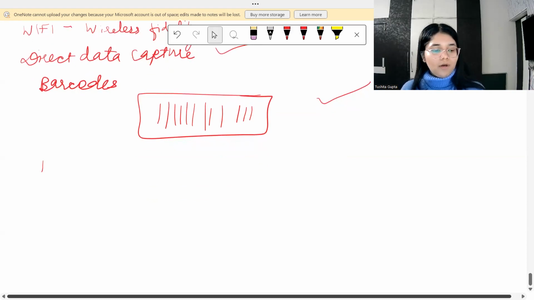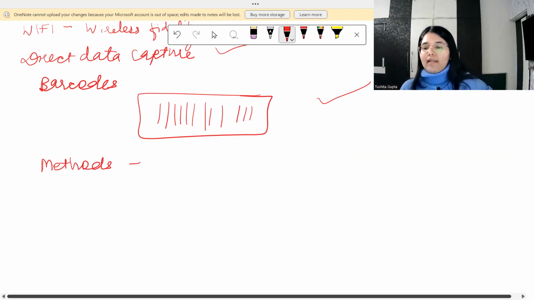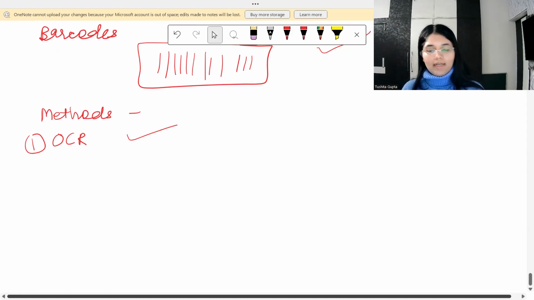Now we also talk about what the methods are. So barcode was one method. What are the other methods with which we can do direct data capture? So one method is OCR. OCR stands for optical character recognition. So basically you insert your financial data into a spreadsheet, then you scan articles in a word processor. So this is one of the methods of capturing the data directly.